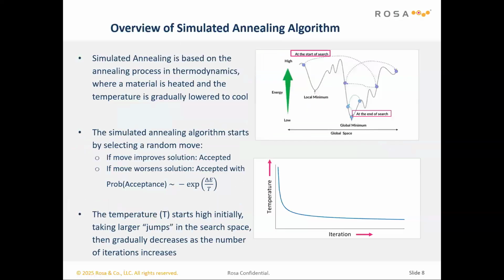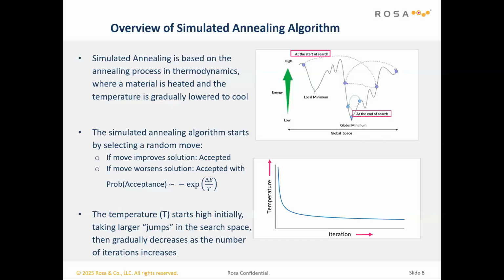The simulated annealing algorithm is derived from the annealing process in thermodynamics. In annealing, a material is heated, and the temperature is gradually lowered to cool the material according to an annealing schedule. The simulated annealing algorithm starts by selecting a random move in parameter space, and if the move improves the solution, so a lower energy solution, the move is accepted.